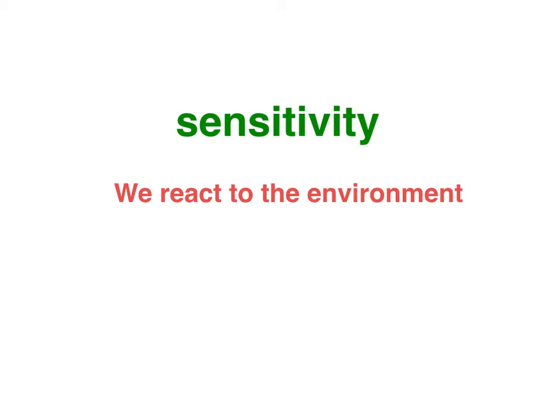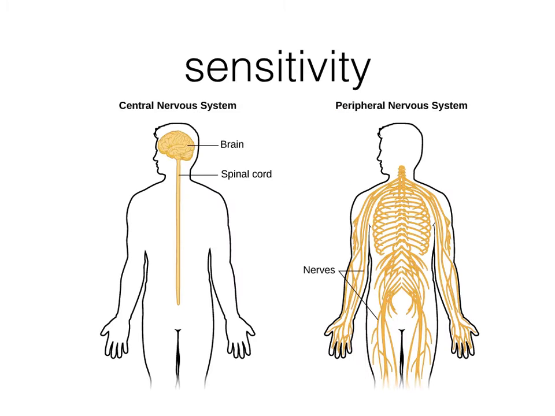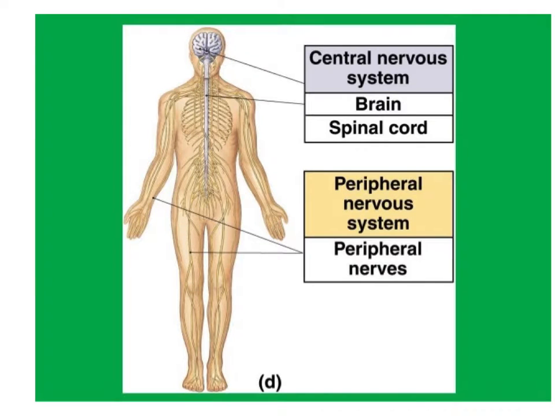The third life process all living things carry out is sensitivity, and this means to react to the environment. Sensitivity is centered in the nervous system, and we have the central nervous system with the big brain people have and the spinal cord, and the peripheral nervous system that is all the nerves in our body. The central nervous system, again, you can see it on top with the brain and the spinal cord. This is gray color, and the peripheral nervous system with all peripheral nerves.